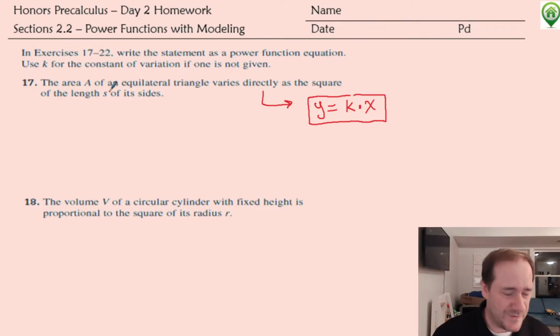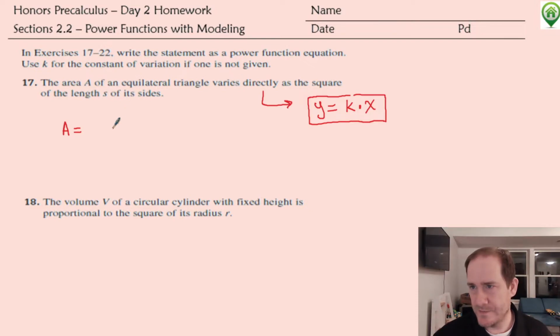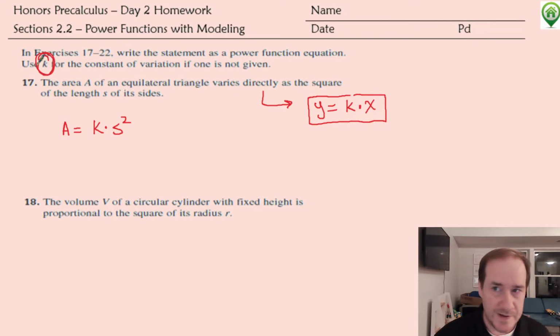So now all you got to do is slide in the right variables, the right letters. So area A would be our y variable, and it varies directly with the square of the length of the side. So it varies directly with s squared. So the only thing we're missing is that constant of variation k, which, since no other constant was stipulated, you will use k, like it says right there. But that's it. That would be the equation modeling this variation.